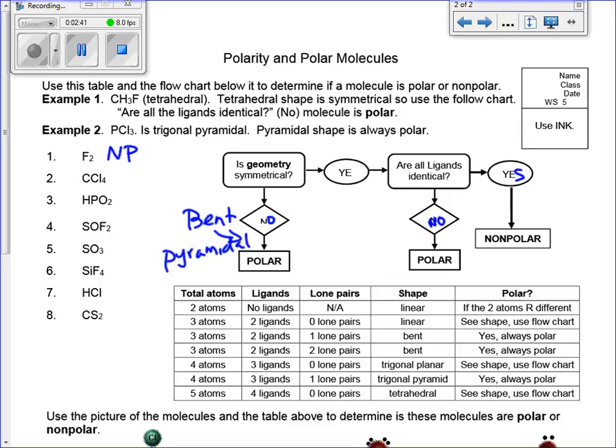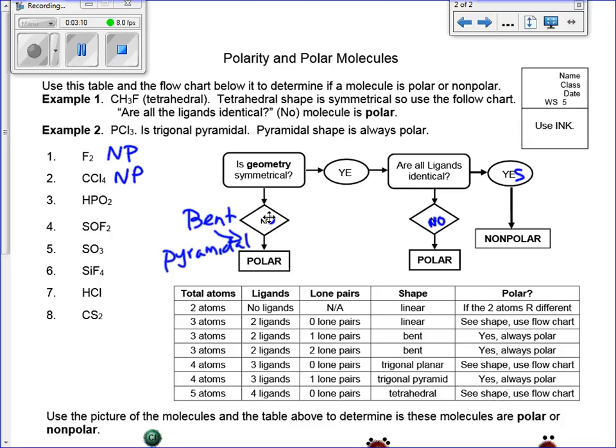Now, looking at this one, that means carbon's in the middle, and then we have 4 chlorines attached to it. That means it's a total of 5 atoms. That would be 4 ligands, 0 lone pairs, tetrahedral. Is it going to be polar or nonpolar? Nonpolar, because the ligands are all the same. Very good. So this one would be nonpolar as well. I'm just going to do 1 or 2 more of this section to help you.